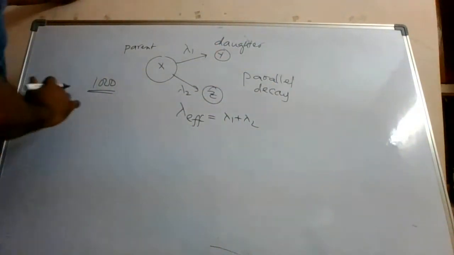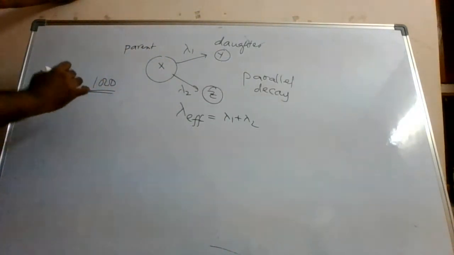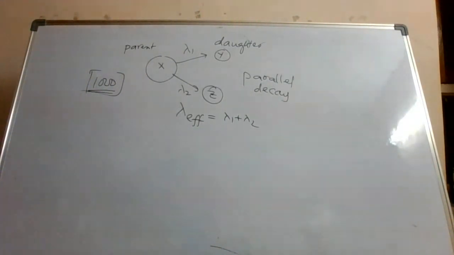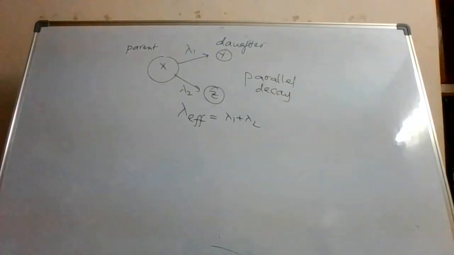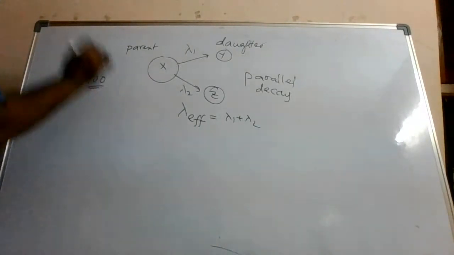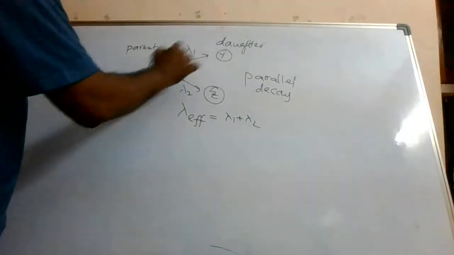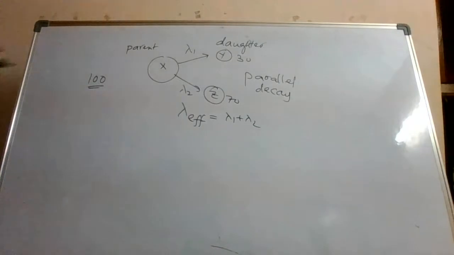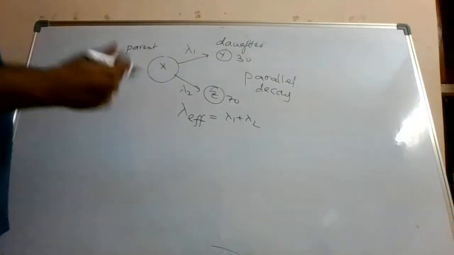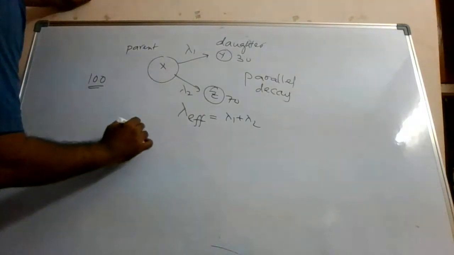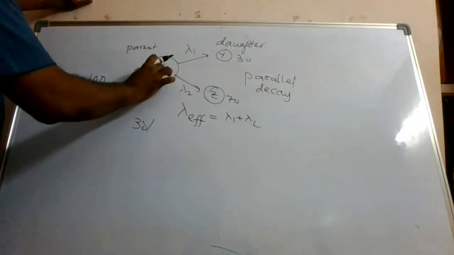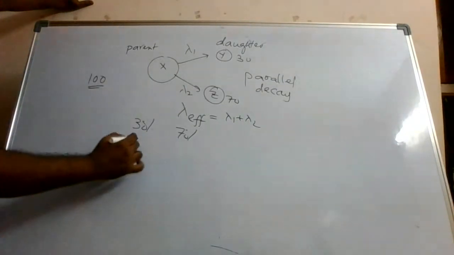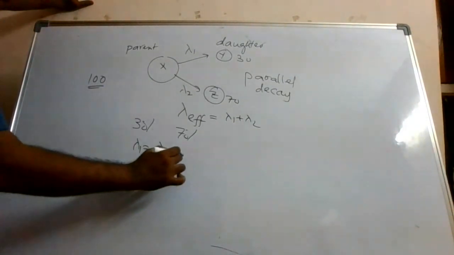One more thing we need to understand is, suppose you took a sample which has 100 nuclei. Now in this 100, 30 became Y. Obviously 70 will become Z, isn't it? Either it can undergo the process of becoming Y or Z. There is no other third party. So you can say that there are 30% chances of X becoming Y and 70% chances of X becoming Z. So we can write lambda 1 as lambda effective into probability of 1.